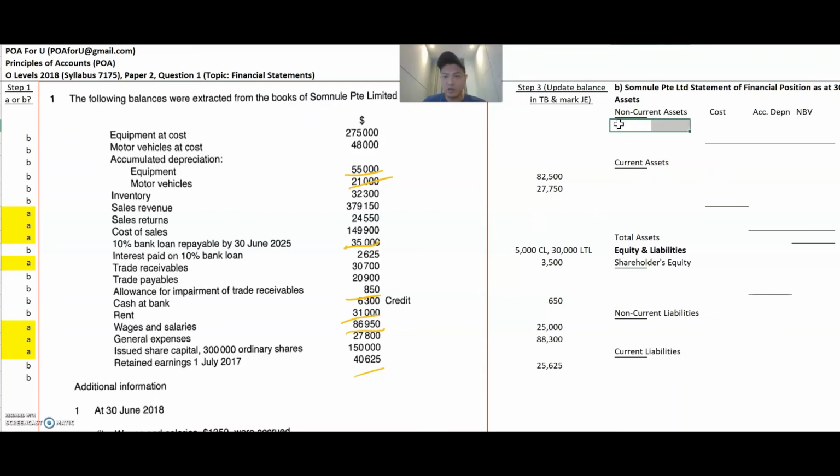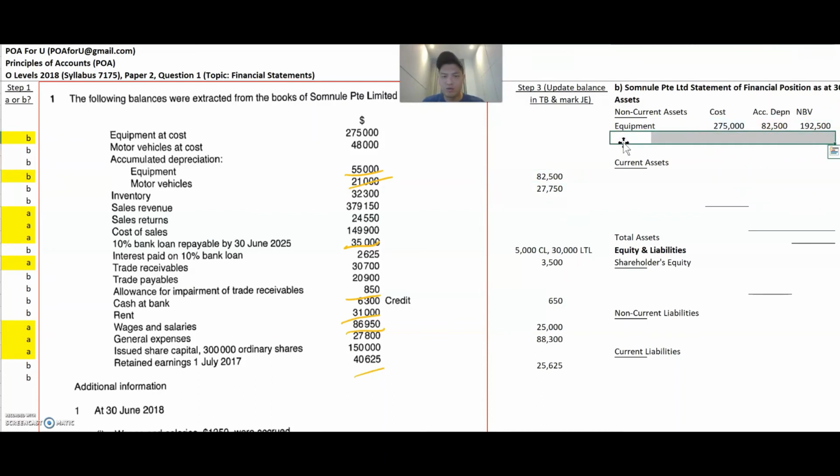And let's start with non-current assets. Always non-current assets first. So I take the first item, I mark it out, and then I would, of course, move the equipment cost here, 275. Accumulated depreciation, I would mark that out as well. That's 82,000. And how did I get 82,000? I lifted this new number. And then net book value is just the cost less depreciation.